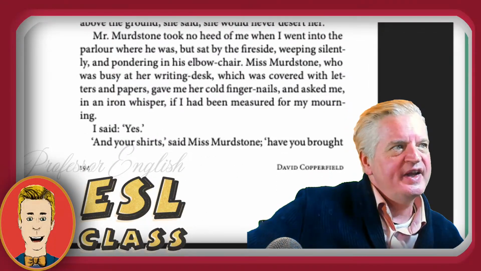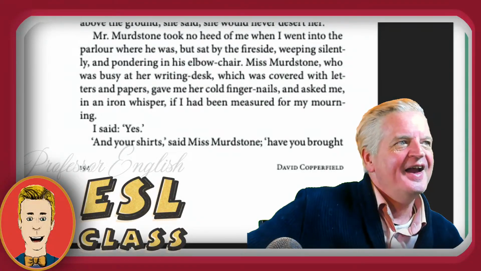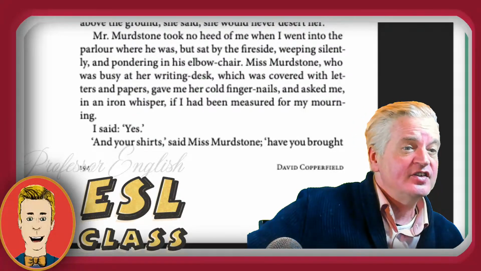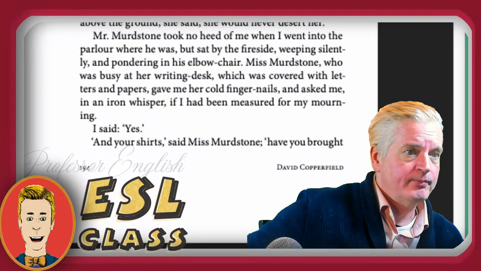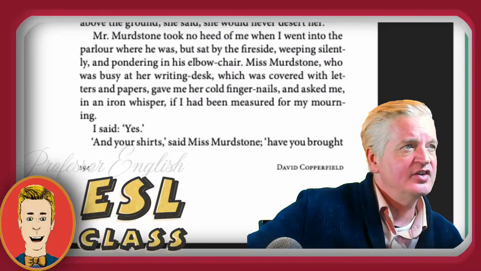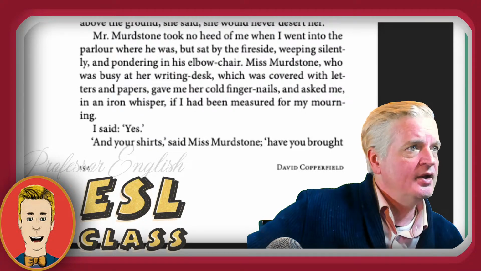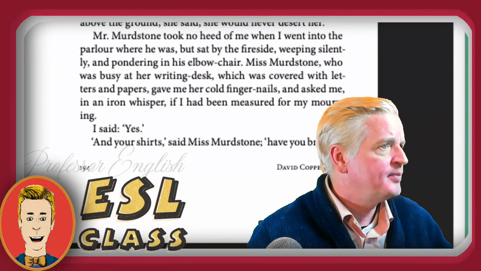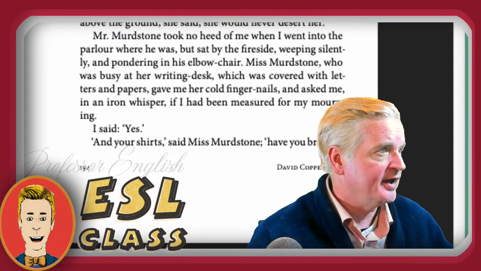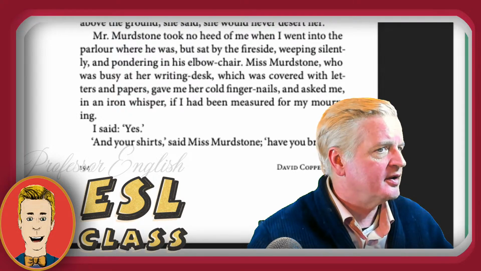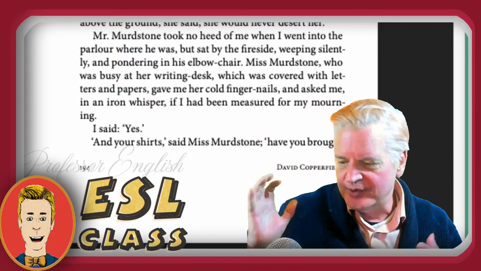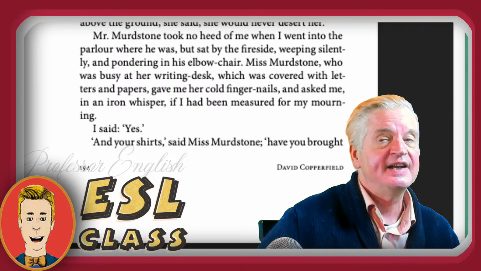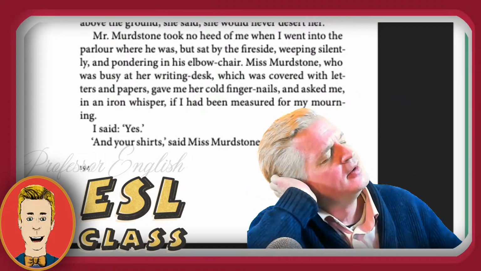Miss Murdstone took no heed of me. That's his stepfather's evil sister. And what that means, Mr. Murdstone, sorry, Mr. Murdstone took no heed of me. That's his stepfather. And what that means is he ignored him. He didn't say hello, he didn't pay attention to him, he just ignored him. Mr. Murdstone took no heed of me when I went into the parlor where he was. So he ignored me when I walked into the room. But he sat by the fireside, weeping silently. So he was crying. And pondering in his elbow chair. So I think elbow chair maybe means armchair. So he was in his armchair thinking.